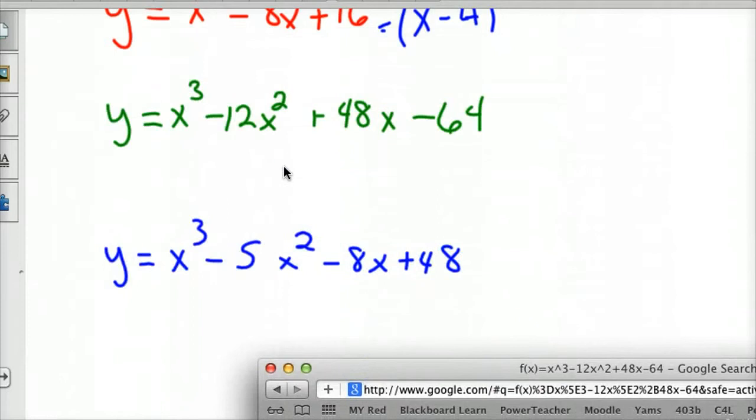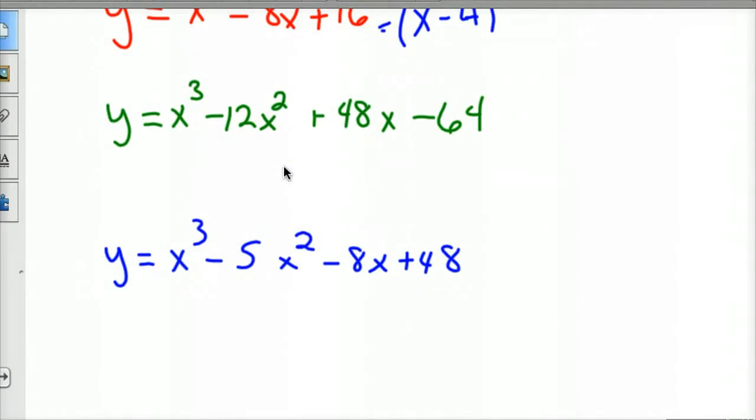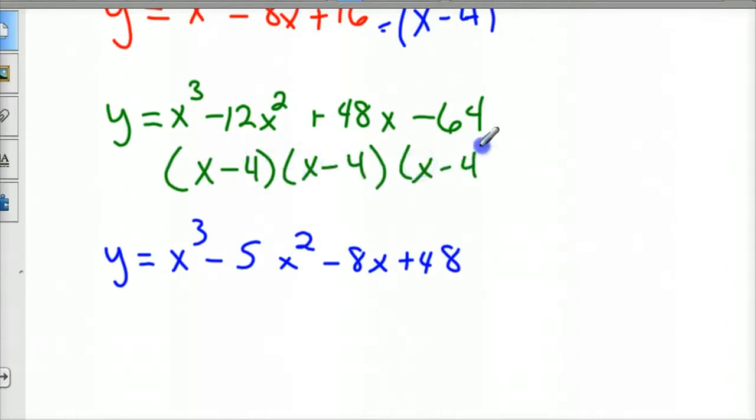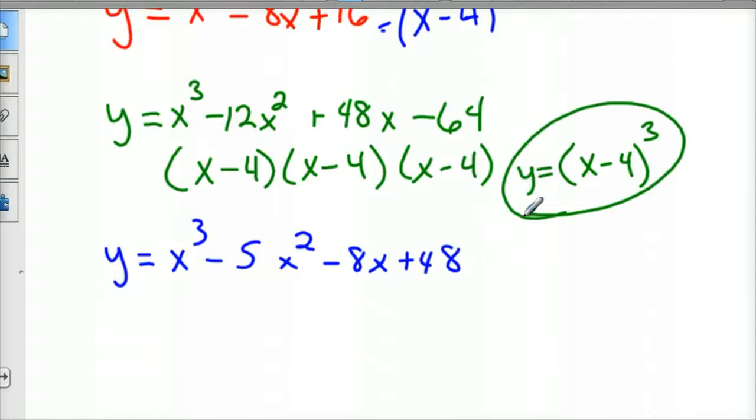So I know that this thing factors, since there's 3 roots, I know the linear factor of this is x minus 4 times x minus 4 times x minus 4, or x minus 4 to the 3rd power, because its multiplicity is 3. So I know y equals this. So all of this junk can be written just like that. Y equals x minus 4 to the 3rd. So those are the 3 roots for it, but they're all the same number.